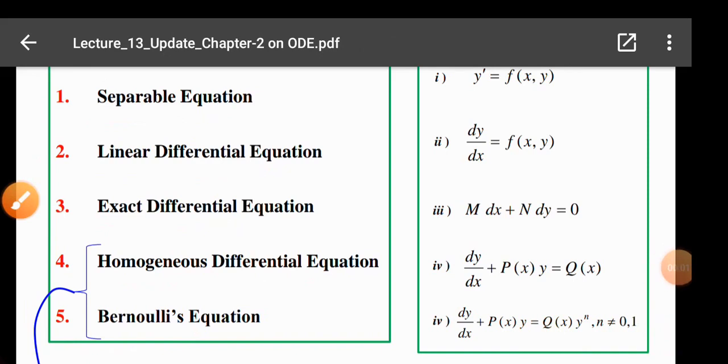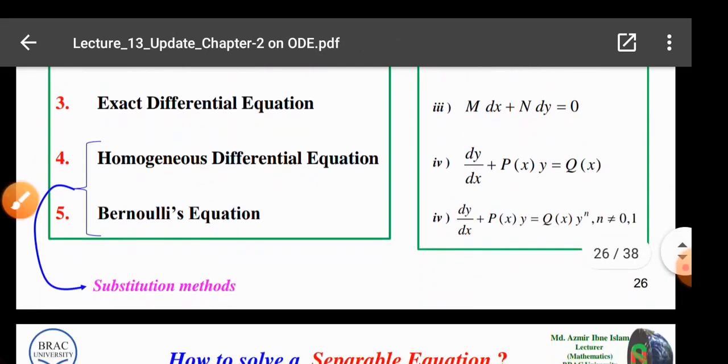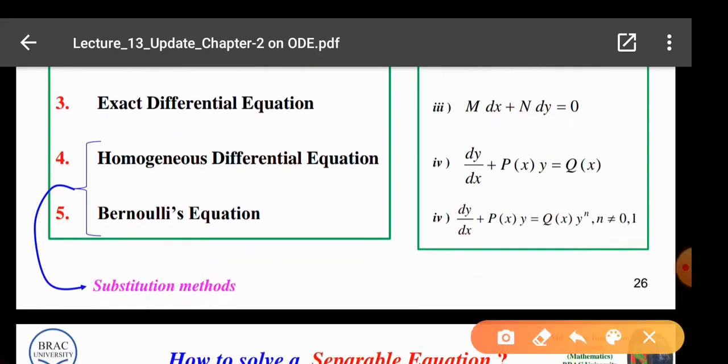I would like to mention here that if we have a homogeneous differential equation or a Bernoulli equation, then to get the solution of that differential equation we need an appropriate substitution. That's why these two methods are called substitution methods.